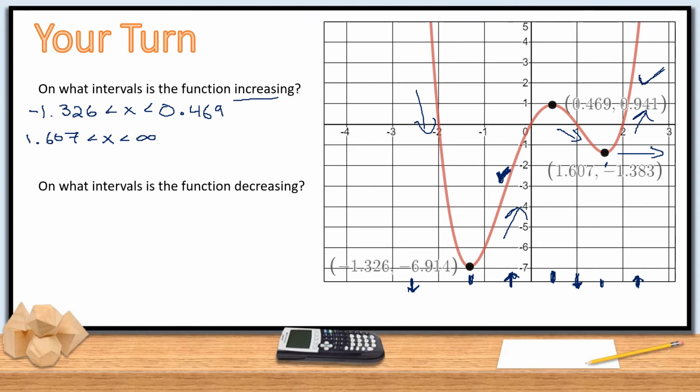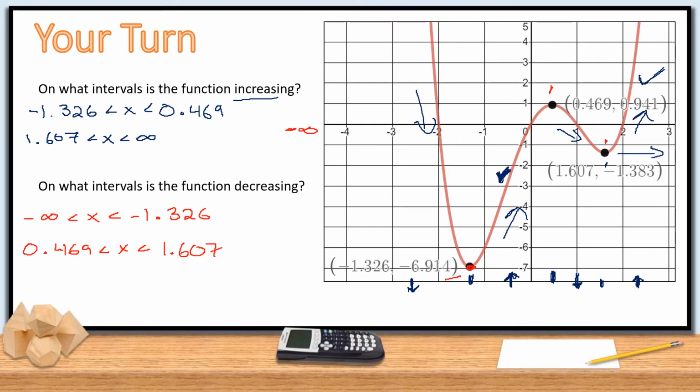Let's go decreasing. So first one, anything to the left of that turning point is decreasing. So the lowest value, remember, is going first. That's negative infinity. So negative infinity less than x less than negative 1.326. And then we move on to the next one. So that's between the two close together turning points. 0.469 less than x less than 1.607.